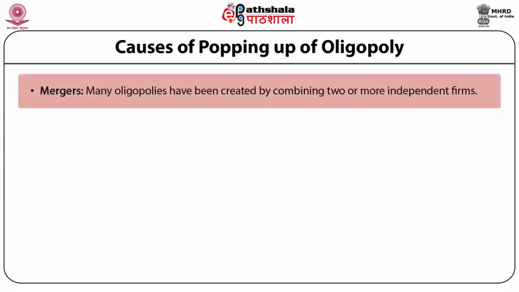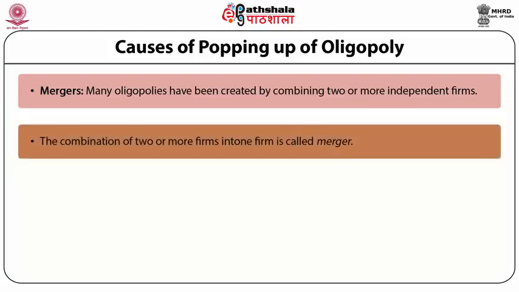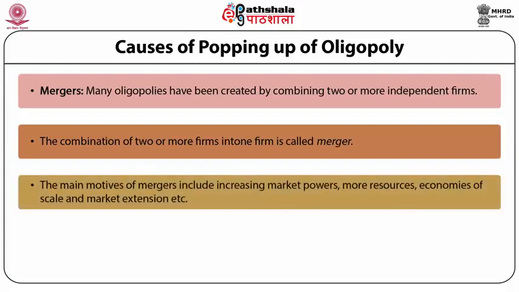Mergers. Many oligopolies have been created by combining two or more independent firms. The combination of two or more firms into one firm is called merger. The main motives of mergers include increasing market powers, more resources, economies of scale, and market extension, etc.